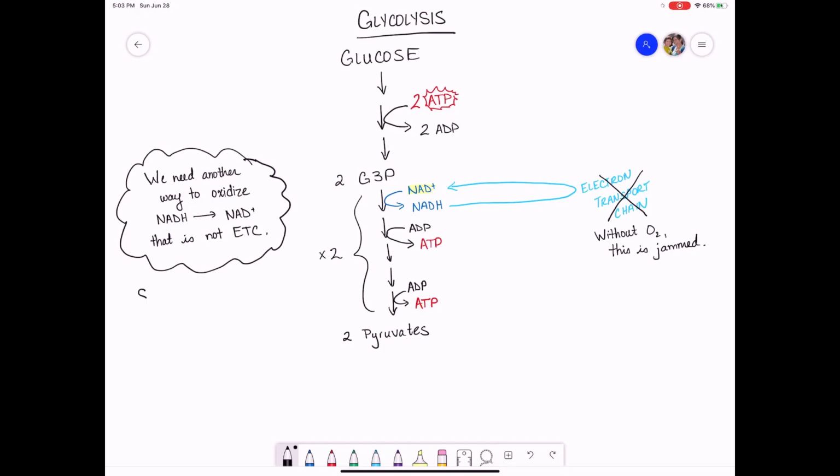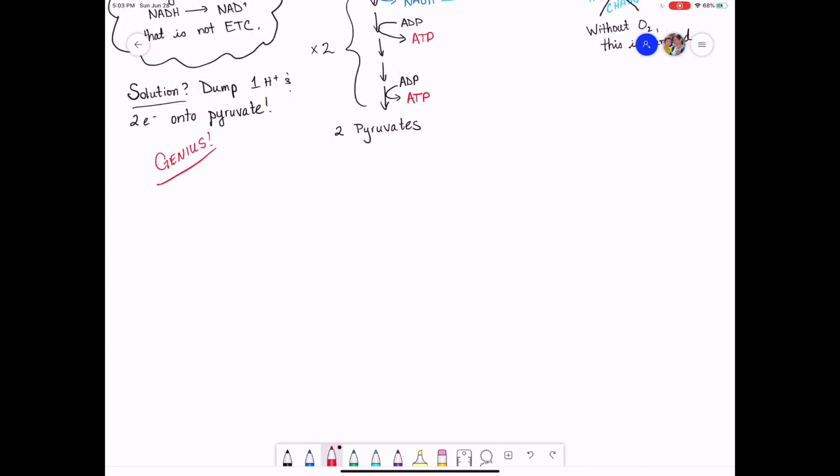So the solution is actually to dump them onto a pretty common molecule that is building up, and that is pyruvate. So remember, pyruvate would normally get shuttled into the mitochondria where it would be further broken down, but the citric acid cycle is jammed as well. So pyruvate is accumulating in the cell with nowhere to go, so we're going to make it useful by dumping the electrons from NADH onto pyruvate. Of course, this is without oxygen.